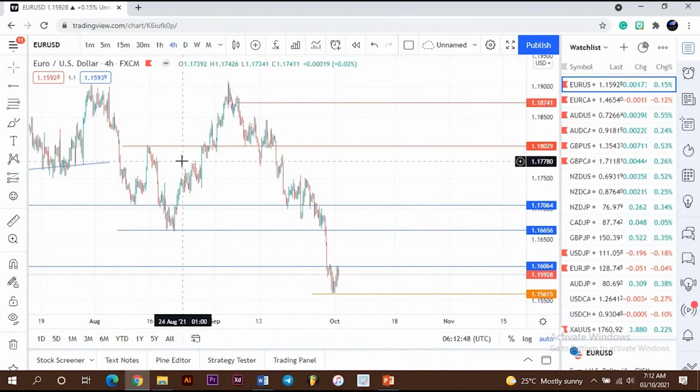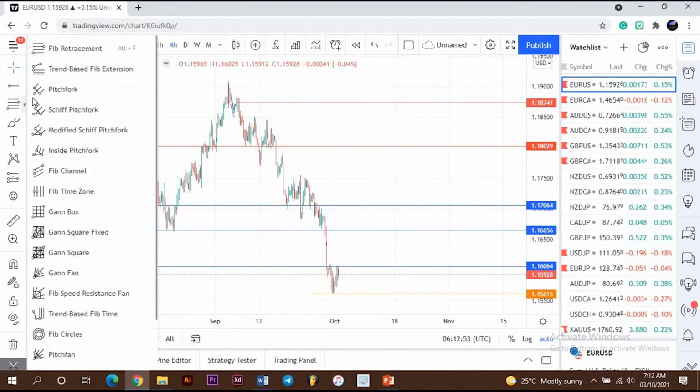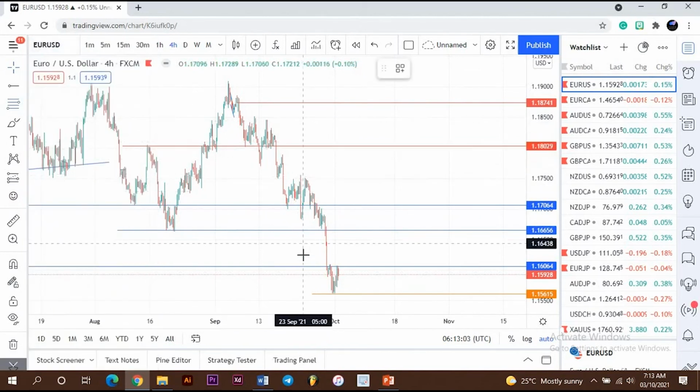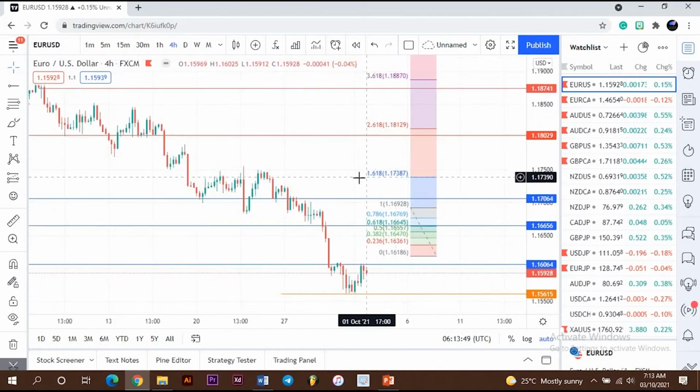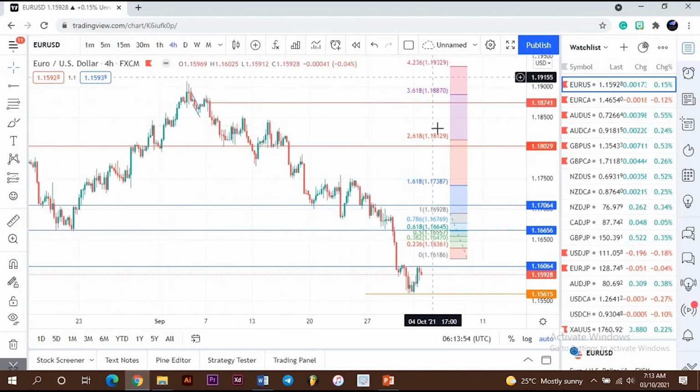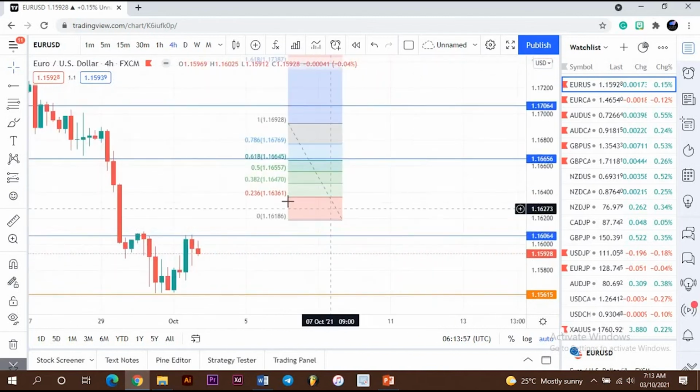So if you want to draw your Fibonacci retracement, you go to your tools panel, and from our tools panel, this is our Fibonacci retracement. There are different other Fibonacci strategies, like Fib time zone and the likes. As you can see on your chart, this is 0.236. This is the level we're talking about. This is a retracement level. 0.382, 0.618, 0.786, and 1. Anything after these are extension levels: 1.618, 2.618, 3.618. So these ones are extension levels, while these here are retracement levels.